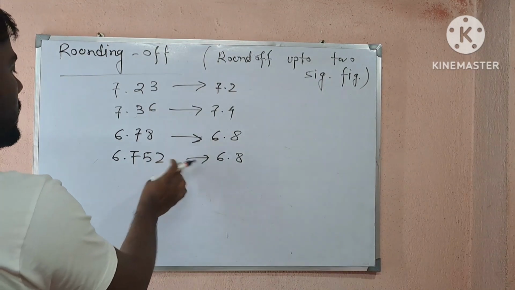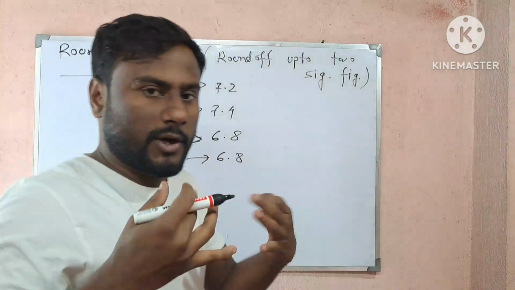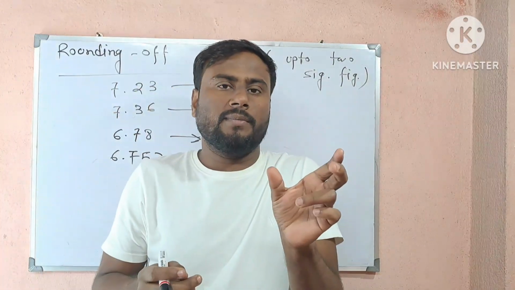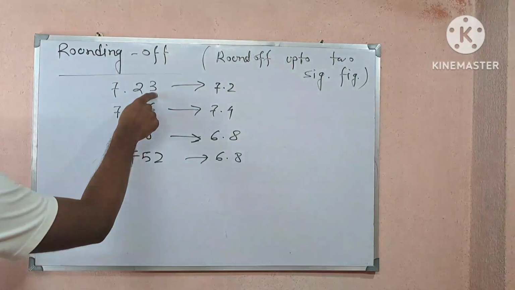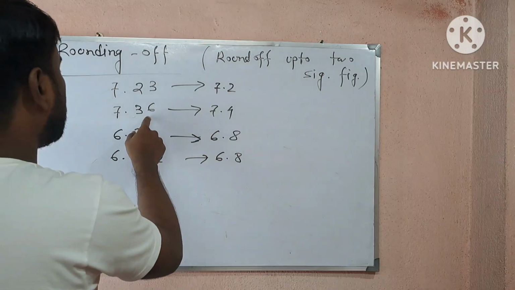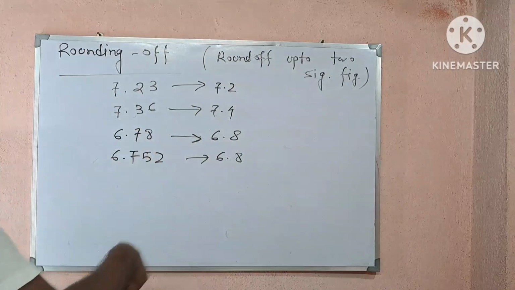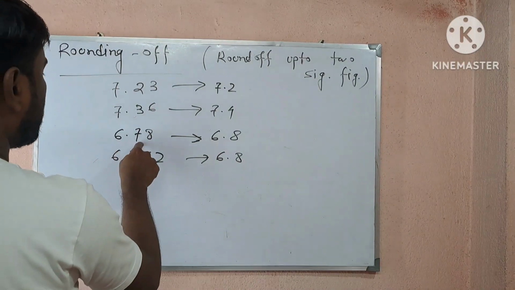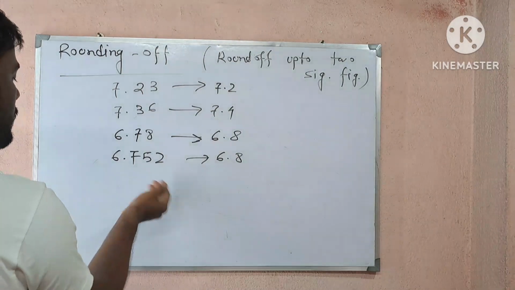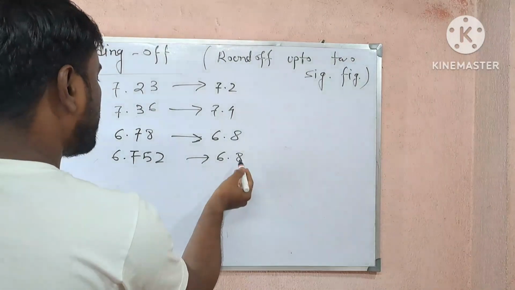Where is 5 followed by a non-zero, sir? This 5 is in our mind, because we know that to round off we have to compare the number with 5. This 3 is less than 5. That is why it stays as it is, 2. This 6 is greater than 5. That is why the 3 is increased by 1 unit. It becomes 7.4. This 8 is greater than 5. That is why it becomes 7.8. But here this 5 is followed by a non-zero. That is why you have to increase the previous digit by 1 unit. The result will be 6.8.